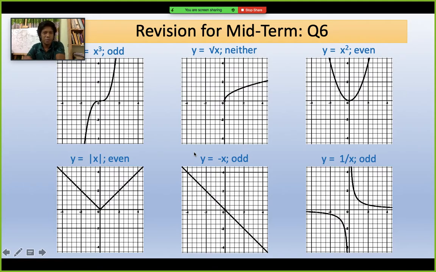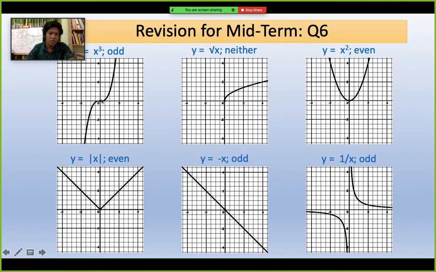And this is from our quiz 2. So the quiz 2 said that you have to try to match the graphs. So this is basically x cube graph, square root of x graph, x square graph, modulus of x graph, minus x graph, then this is 1 by x graph.